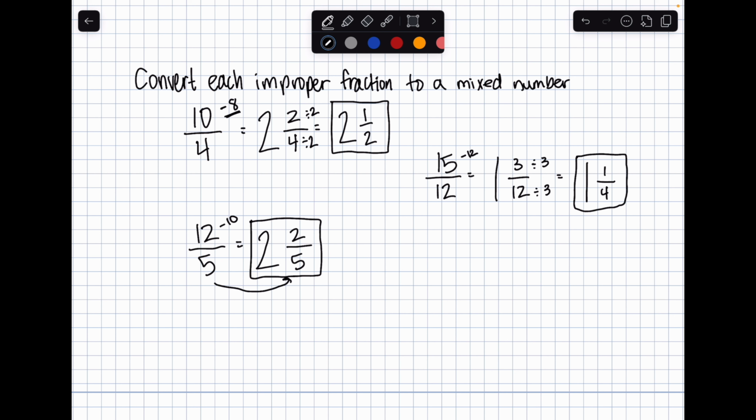And there you have it. That is how you reduce fractions into their simplest form and convert improper fractions into mixed numbers.